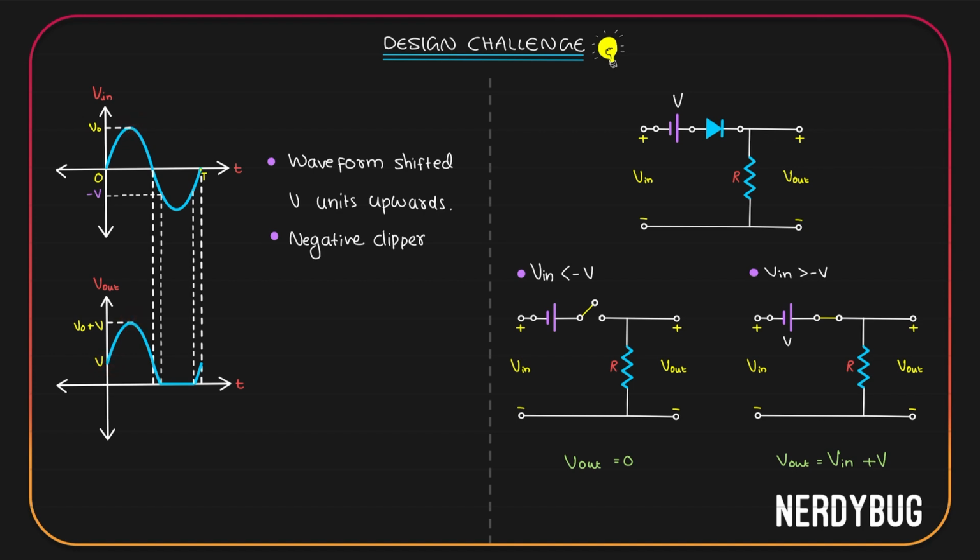Let us draw the input-output characteristics. When input is less than minus V, output should be 0. I have plotted that over here. When input is greater than minus V, output should be input plus V. Using y equals mx plus c, slope should be 1 and y-intercept should be V. So I get a straight line like this whose slope is 1, y-intercept is V.